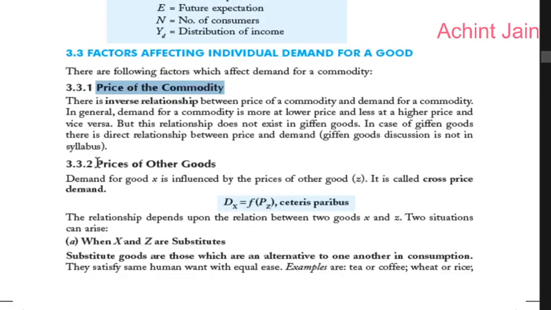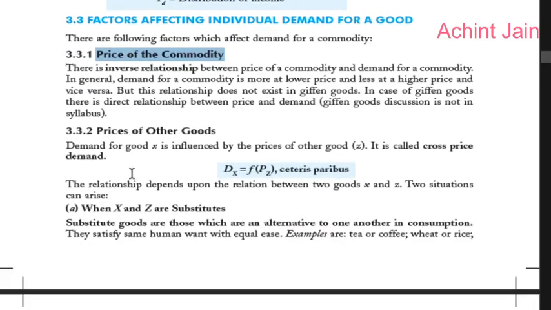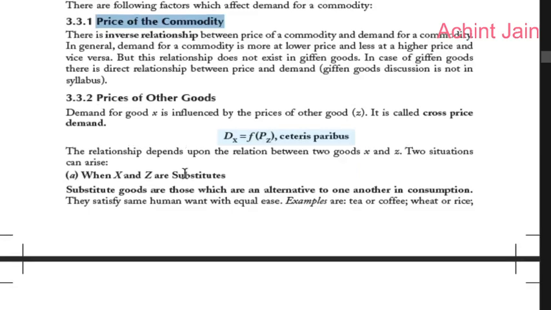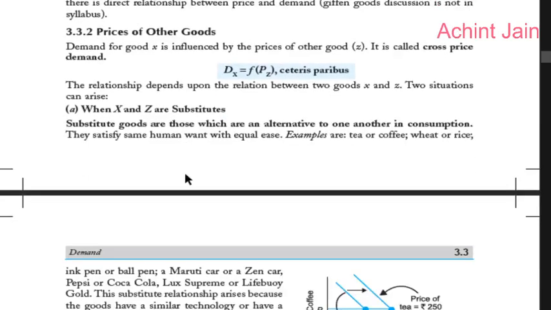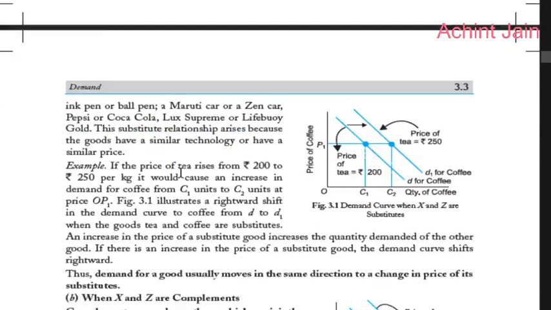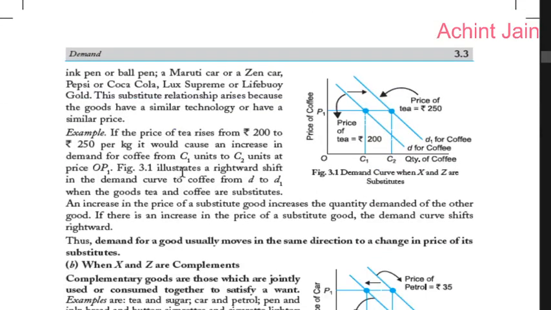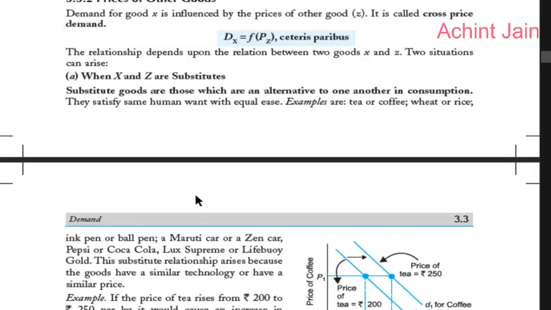Then the price of other goods also affects demand. There are two types of other goods in a market: one is called substitute goods and the other is called complementary goods. First we will go with substitute goods. Substitute goods are those goods which are an alternative to one another in consumption.